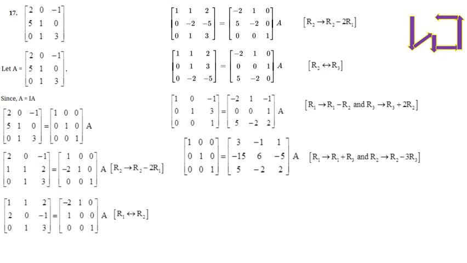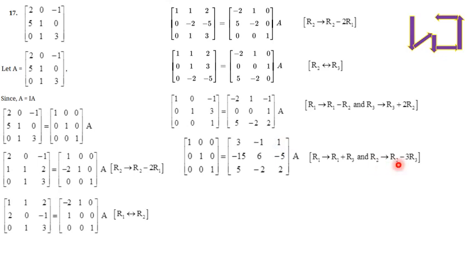And on the right side matrix, again R1 changes to R1 plus R3. R1 is minus 2 plus 5, which is 3. Next, 1 minus 2 is minus 1. Next, minus 1 plus 2 is 1.